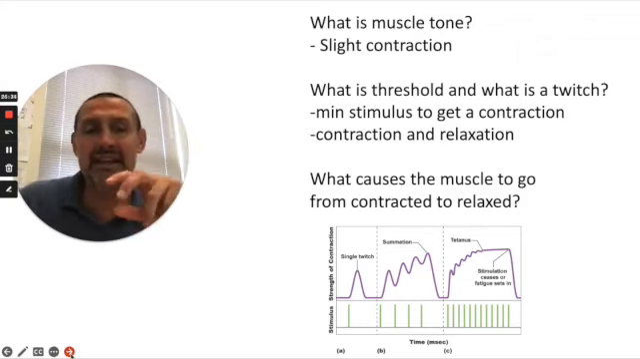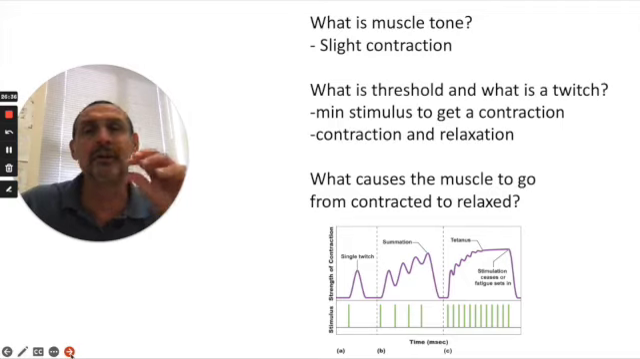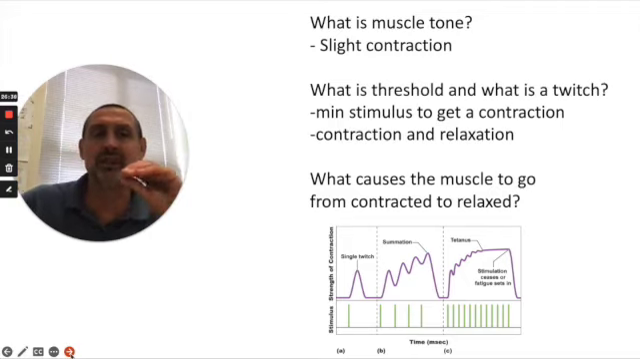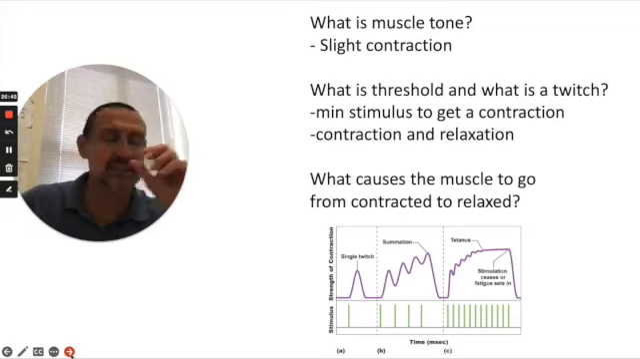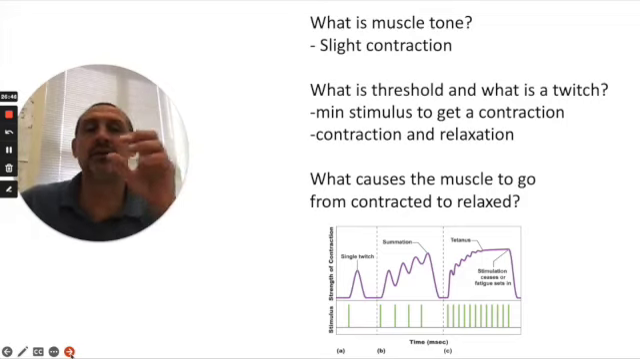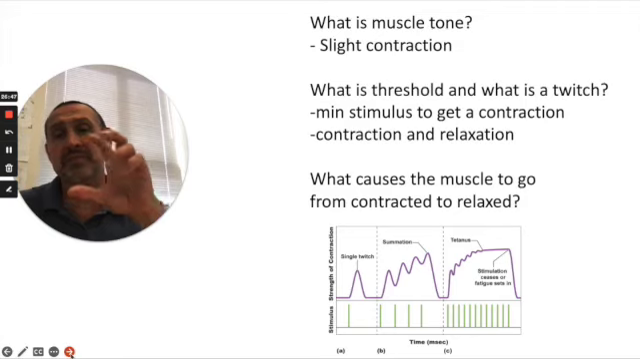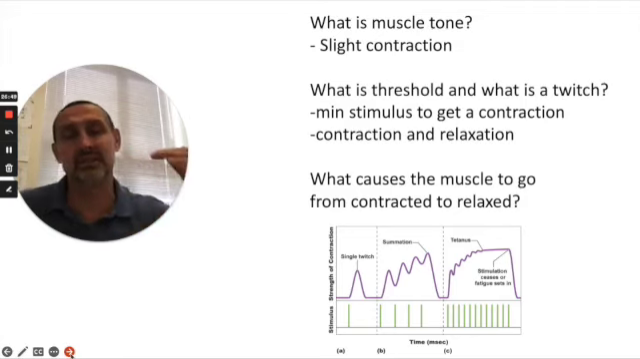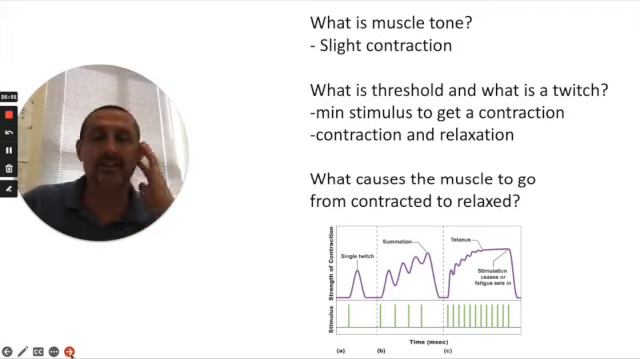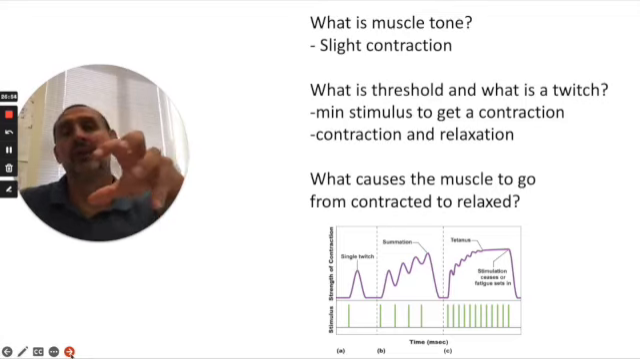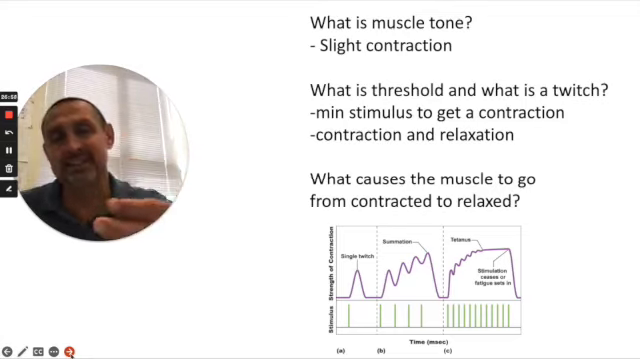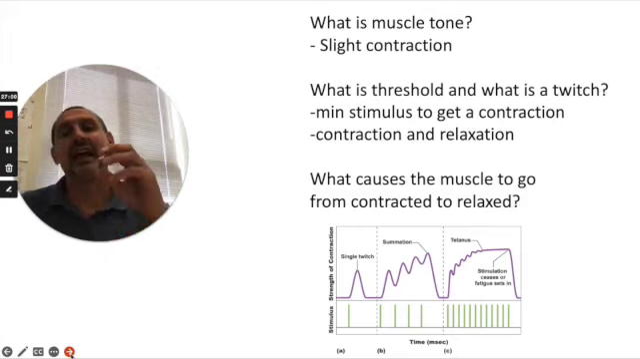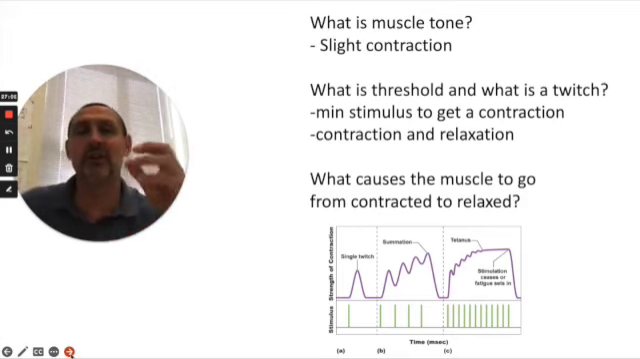So we need a stimulus, some nerve signal that causes the muscle to go from contracted to relaxed. That stimulus is going to help those cross bridges detach so that the muscle can now relax. To do that, we have to remove the calcium so that the tropomyosin returns and creates the safety around those actin and myosin fibers.